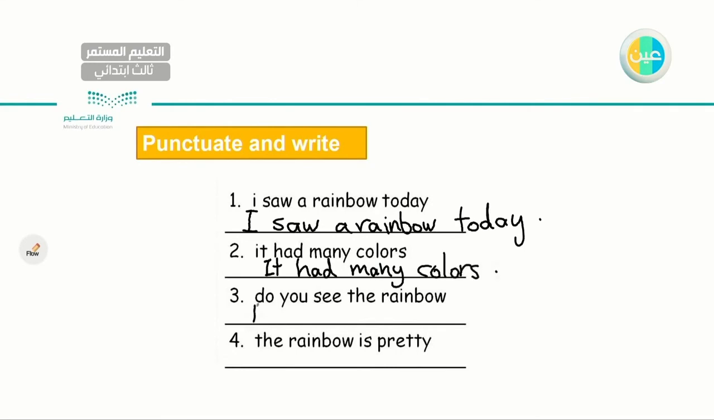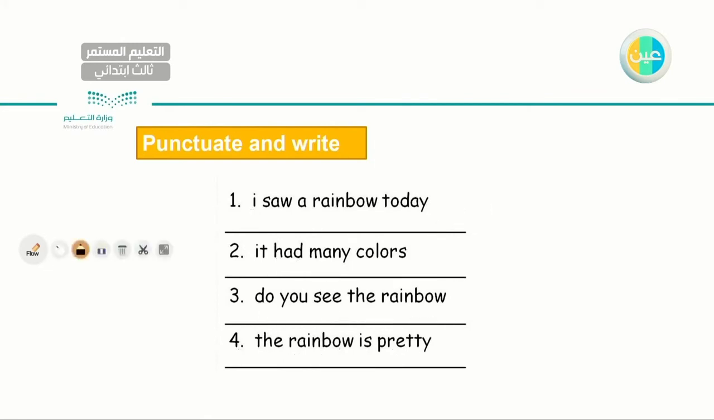Okay, number 3. Do you see the rainbow? Question mark. Okay. The rainbow is pretty. Full stop. Very good. So these are how to punctuate sentences.